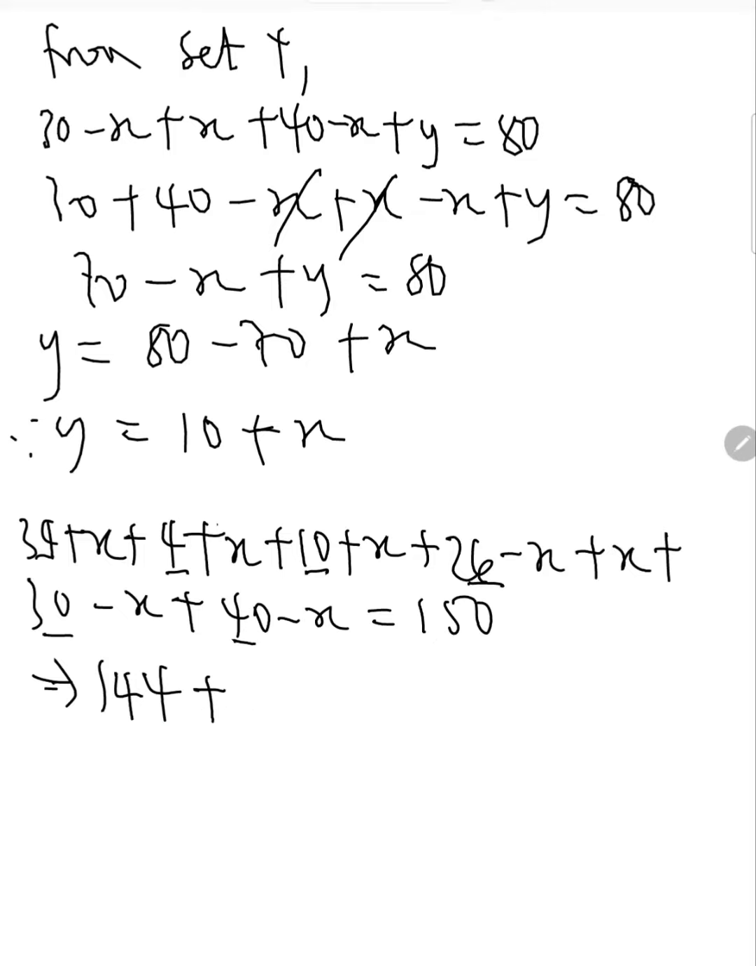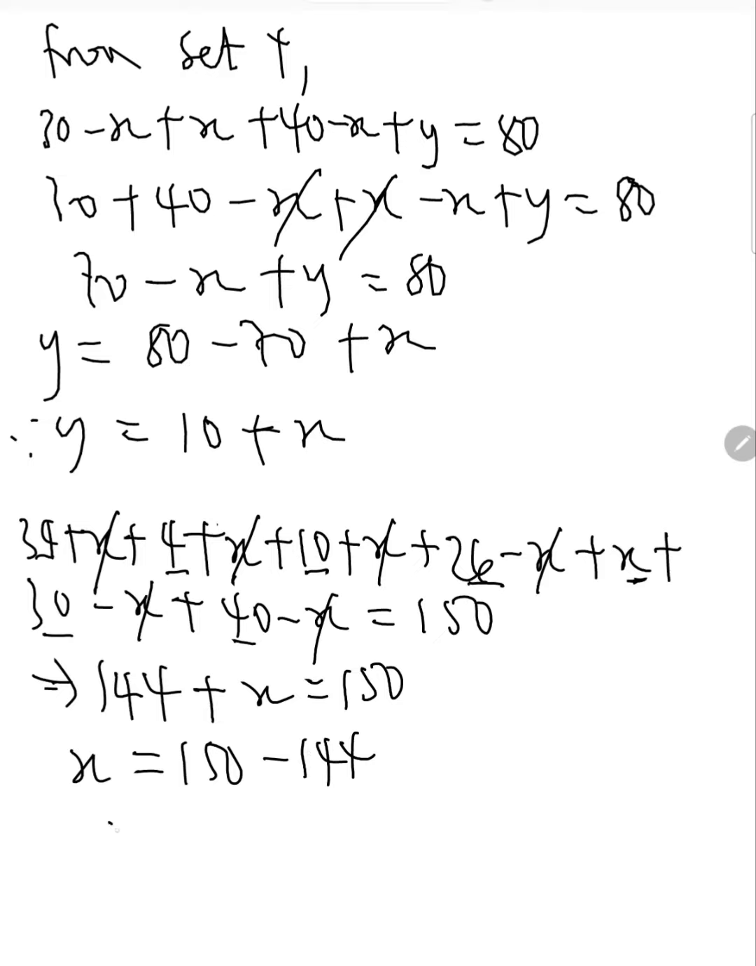plus. Now this positive x will cancel this negative x. In the same vein, this positive x will cancel this negative x. So now we are left with only 1x. So plus x equal to 150. We are making x the subject. So x will give us 150 minus 144. So x is what? 6.